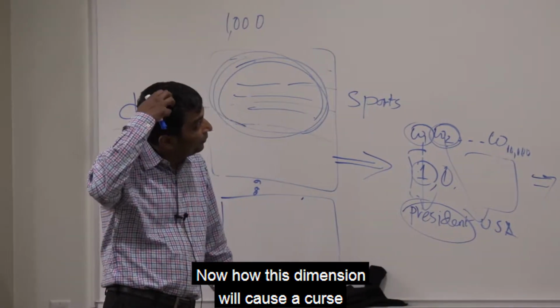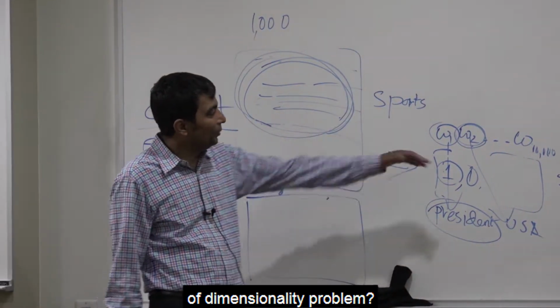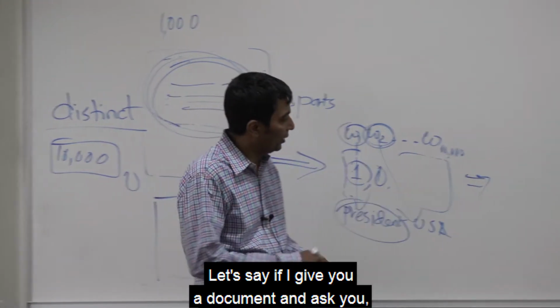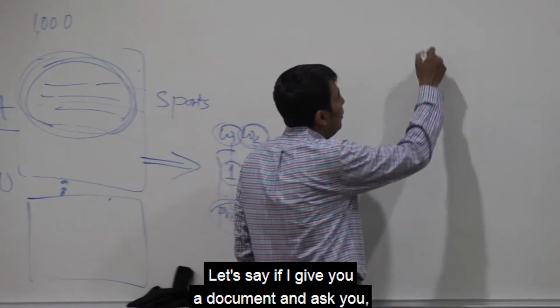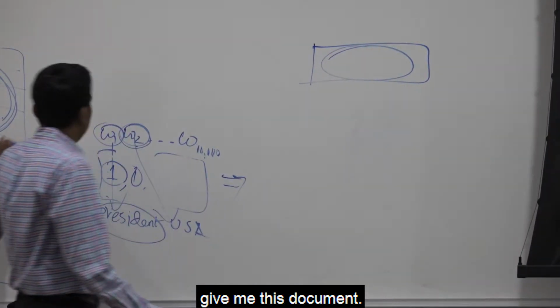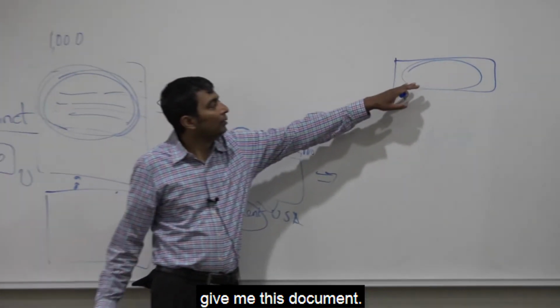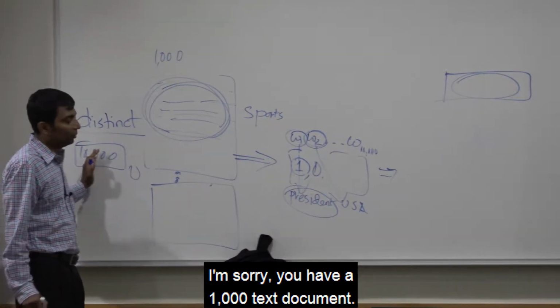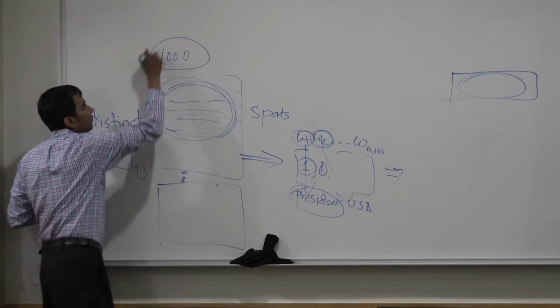Now how will this dimensionality cause a curse of dimensionality problem? The problem will occur like this. Let's say I give you a document and ask you, give me the document. You have in your database a 1,000 text documents.